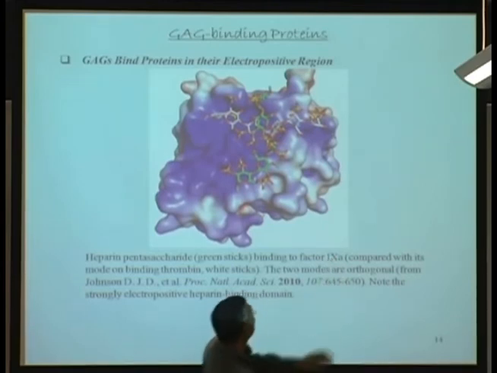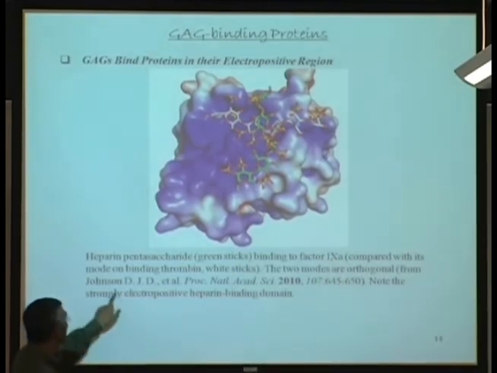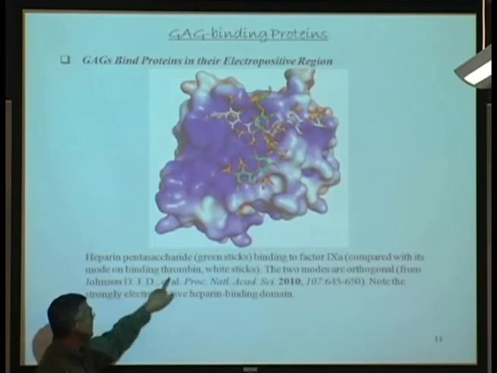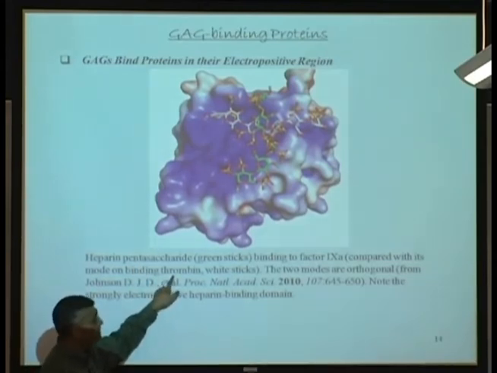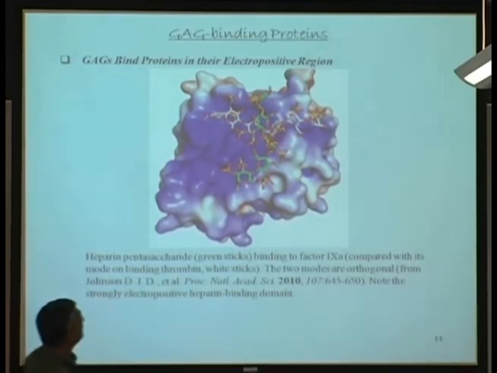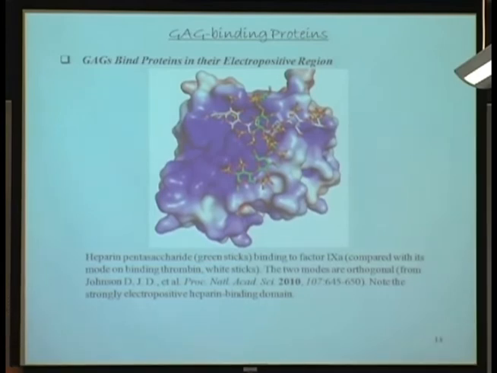Superimposed on this structure is the structure of heparin binding to thrombin, indicated by white lines. So I'll point out for you: this is heparin binding to thrombin orientation, and this is heparin binding to factor 9A orientation.